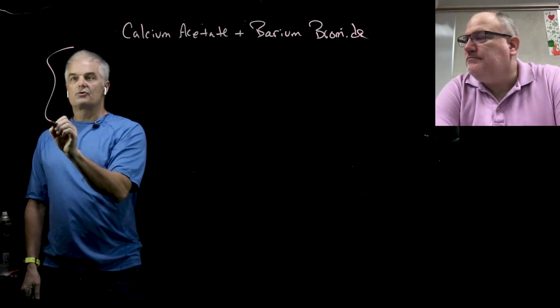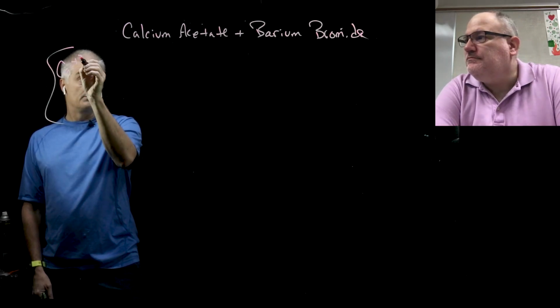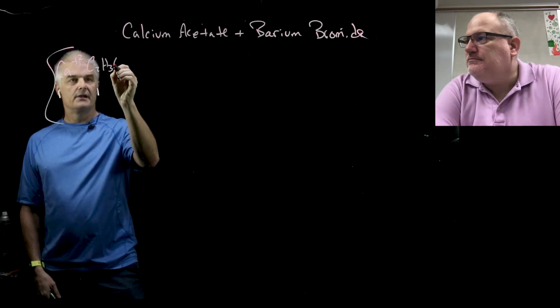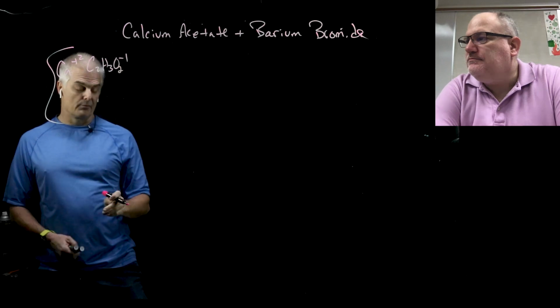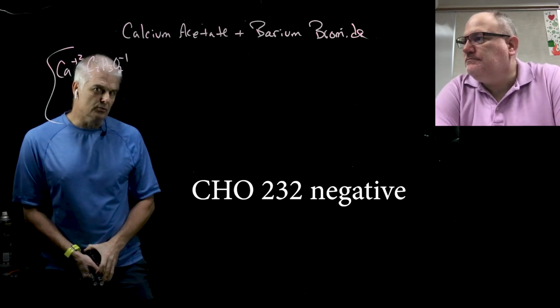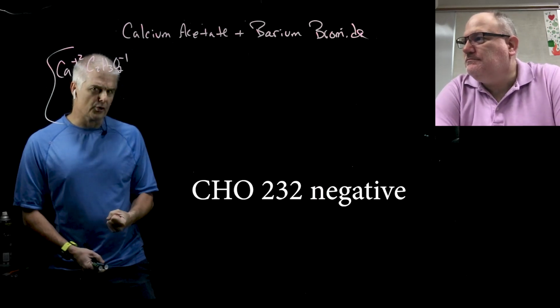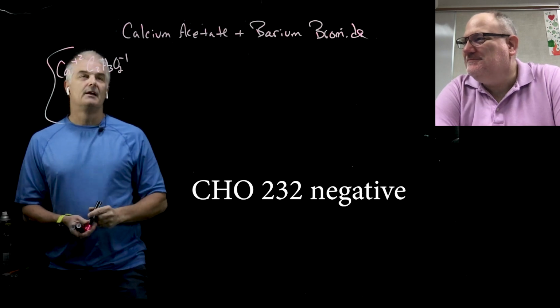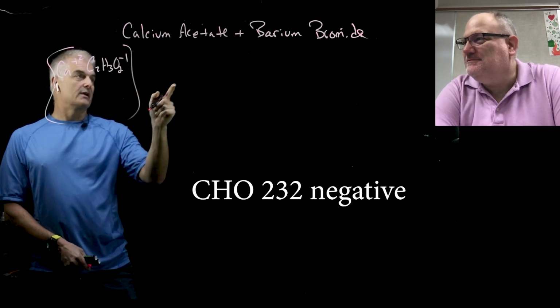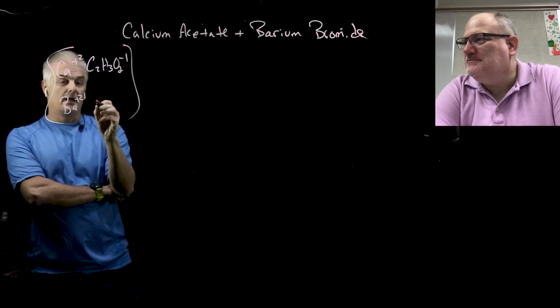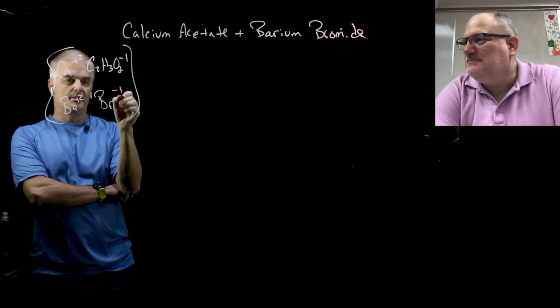So again, scratch pad. Calcium from the periodic table is +2. Acetate is C2H3O2 -1. By the way, to memorize that, say this with me, everybody: CHO 2 3 2. Kind of like football. CHO 2 3 2. Carbon, hydrogen, oxygen. CHO 2 3 2 negative. There you go. So if you don't have that memorized. Barium is Ba, charge +2 from the periodic table, and bromide is just simply Br -1.